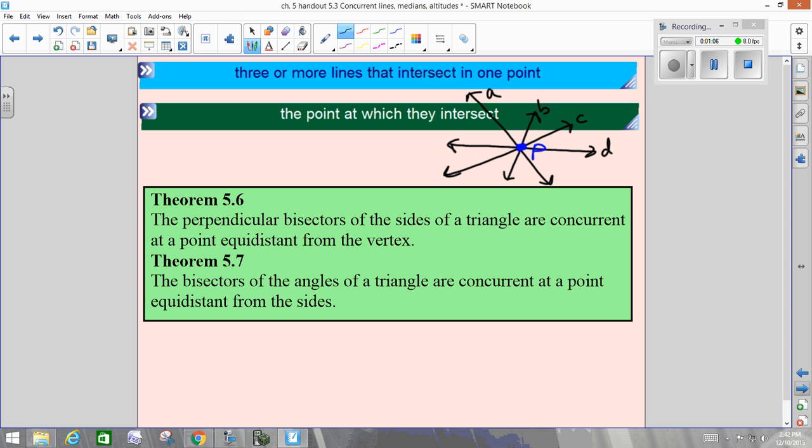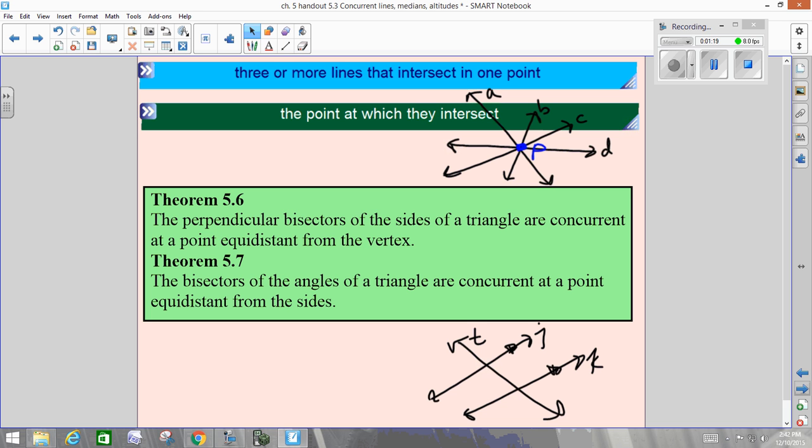Back in chapter 3, at the beginning of it, that's when we talked about our parallel lines. Those lines are supposed to be parallel, and then a transversal. None of these lines would be concurrent lines. I've got 3 of them, but they don't all intersect at one point. So concurrent lines all have to intersect in one point, and there has to be at least 3.